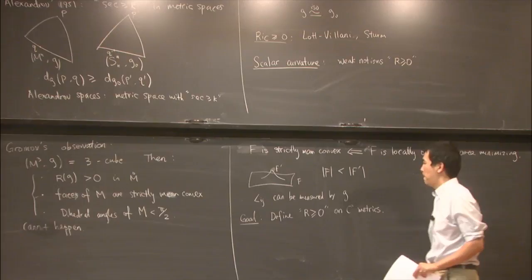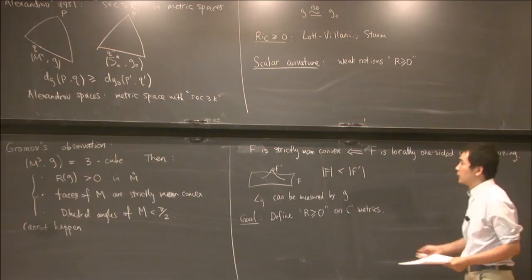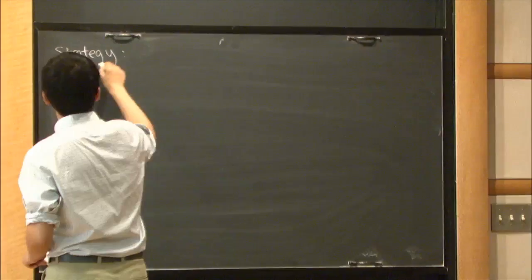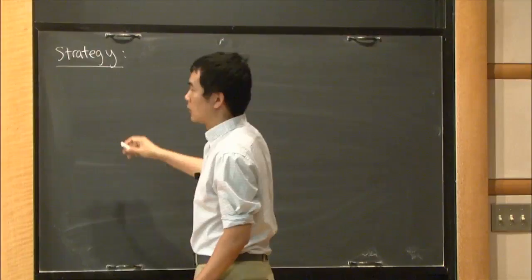Okay, so if this result holds, then we can do this definition. All right, so let's try to see Gromov's intuition for why this cube statement should be true. Okay, so the strategy: he argued by contradiction. Suppose we do have such a cube with all the three conditions satisfied.